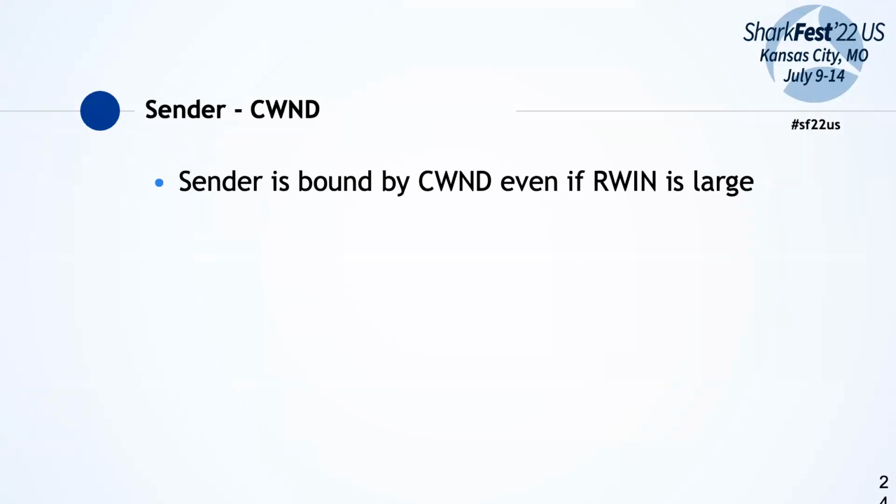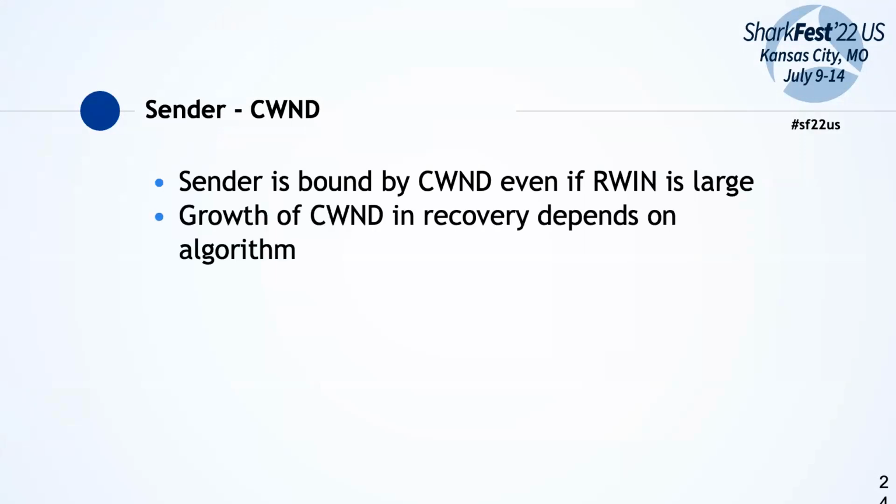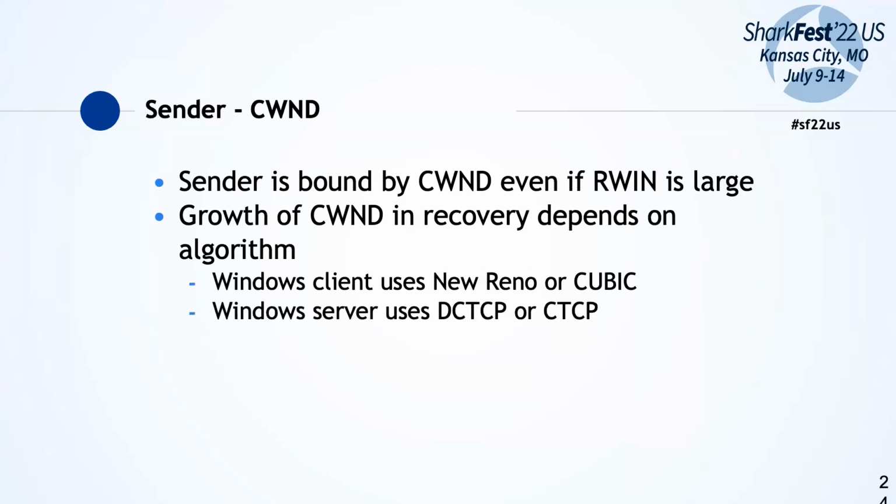So the sender is bound by this variable, even if there's space in the receive window. It's not going to exceed its current congestion window, send window, whatever you want to call it, even if the receive window is large. And how the growth and recovery work, so we have packet loss and we go into recovery, how it does that, again, depends on the algorithm. Back when I first put this together several years ago, Windows clients defaulted to New Reno, but I think it may be Cubic now. I don't know if anyone has any information on that. So I put both. And Windows Server, at the time, I believe was either, I forget which one it was, DCTCP or CTCP.